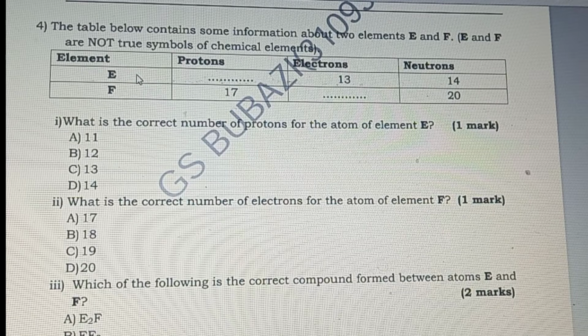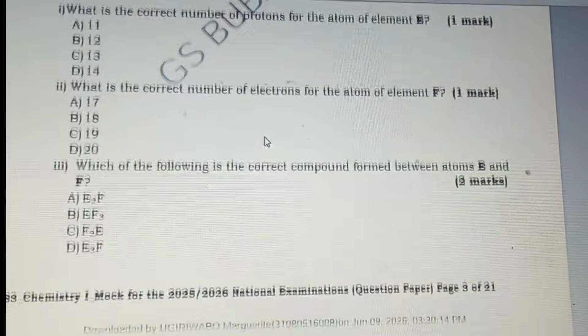That means the number of valence of E is 3. But if it has the atomic number of 17, that means you have an electron configuration of 2, 8, 7. It gains 1 electron, but loses 3 electrons in order to be stable.